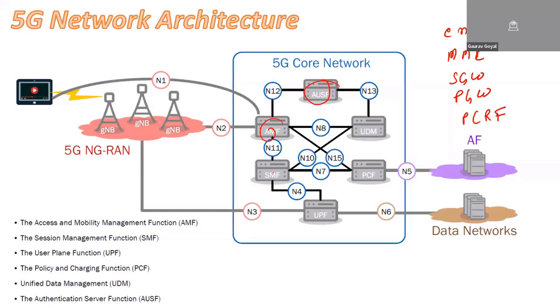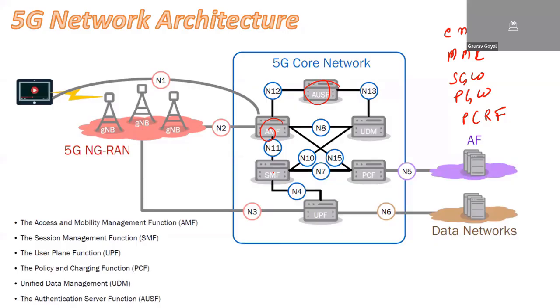I still need to register user. I still need to authenticate user. I still need to assign the IP address. I still need to manage the quality of service. So as we move from LTE to 5G, you will see some new nodes or new names, but most of the functions of each node are similar to LTE. So we have new names, but functions are not actually different.